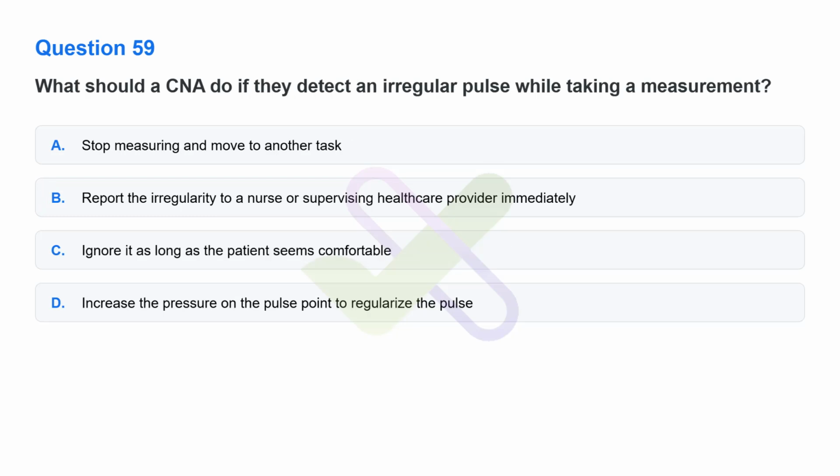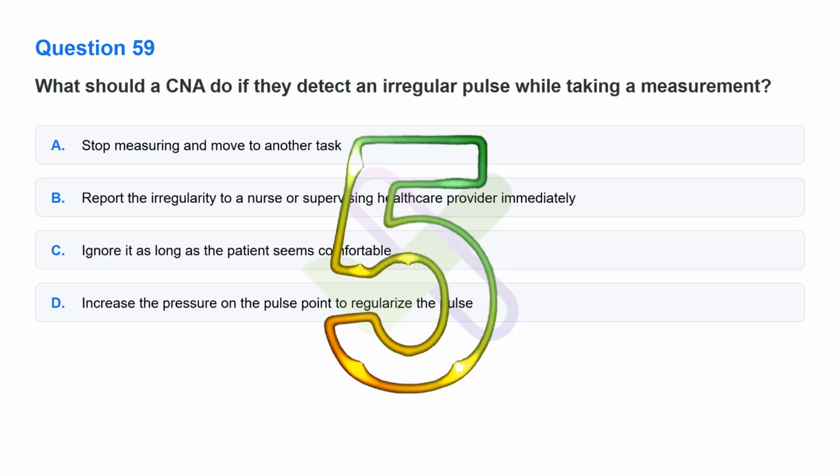What should a CNA do if they detect an irregular pulse while taking a measurement? A. Stop measuring and move to another task. B. Report the irregularity to a nurse or supervising healthcare provider immediately. C. Ignore it as long as the patient seems comfortable. D. Increase the pressure on the pulse point to regularize the pulse.